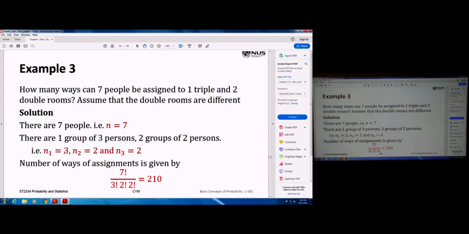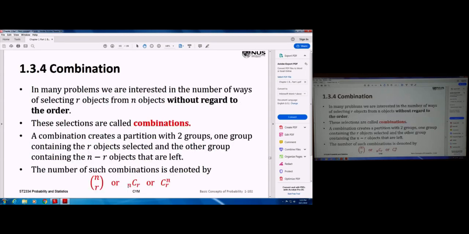So I have n1 is 3, n2 is 2, and n3 is 2. This sentence here is supposed to mean that the two rooms are different. So I have three different types of rooms, even though the last two rooms are of the same capacity. And so the answer is 7 factorial over 3 factorial, 2 factorial, 2 factorial. Okay. Very good.